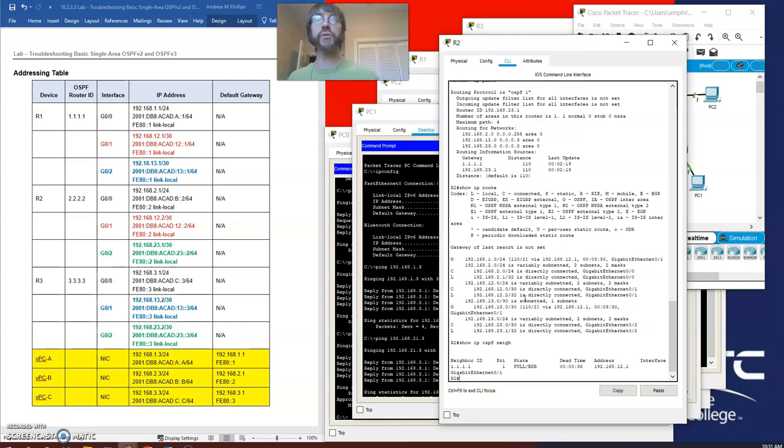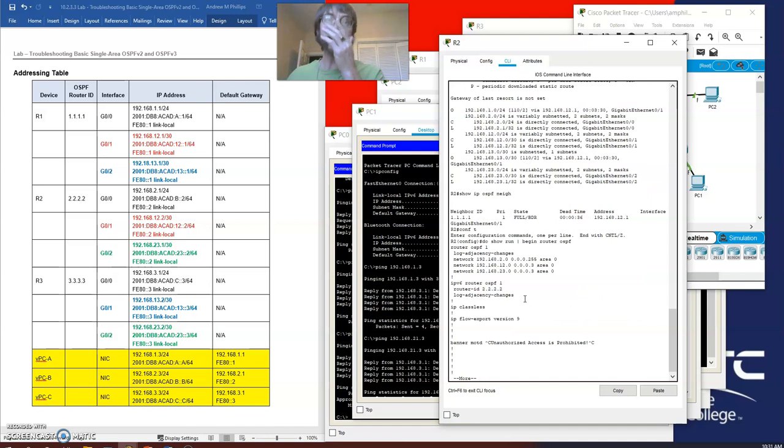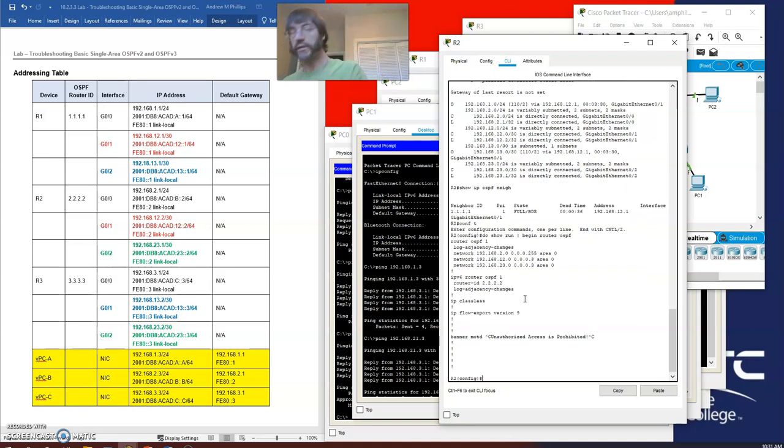So let's fix the router ID process. Now the router ID thing is not a deal breaker, but it is a good thing to fix. Actually, you know what? Before I do that, I'm going to do show run pipe begin router OSPF. Okay, so technically speaking, it would be a good idea to make gig0/0 a passive interface. So we're going to do that.